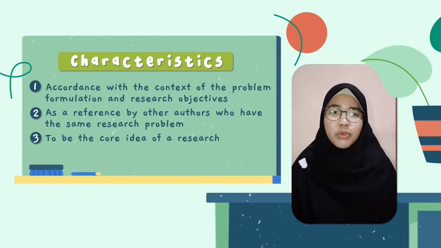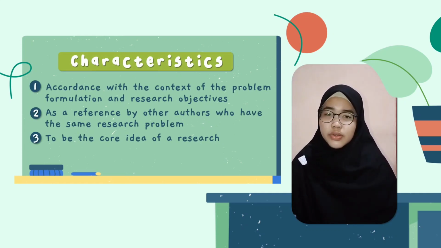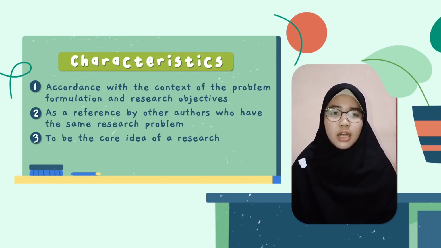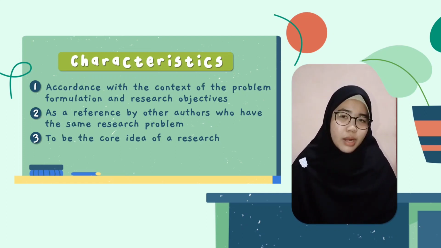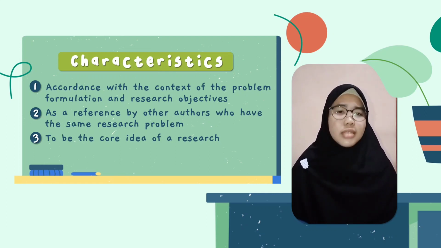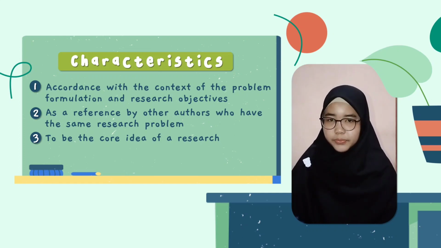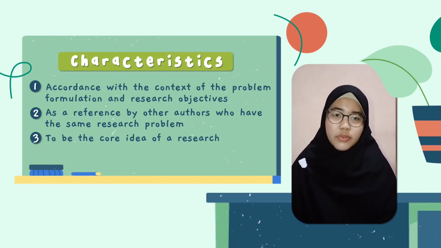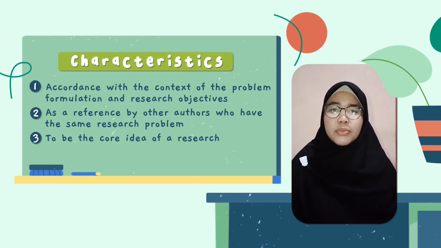Alright, next we have research objective characteristics. Firstly, accordance with the content of the problem formulation and research objective, it simply means the research objective must answer the research problem. Secondly, as a reference by other authors who have the same research problem. Well, it shows that previous study or having a literature review is really important for the reference.